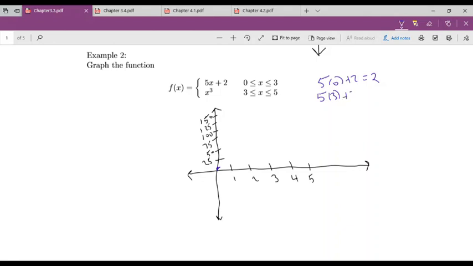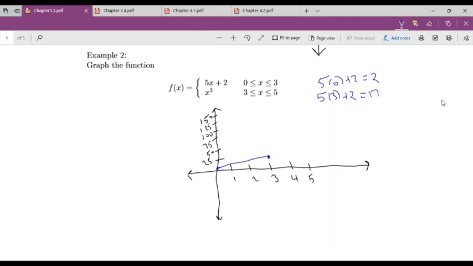Like I said, if I plug in the 3 here, 5 times 3 is 15, plus 2 is 17. So if I come over here to 3, it increases to 17. So what I get is a solid dot there because it's also equal to, and I just connect the 2 points to make a line. Okay, so that's approximately the first part of the graph.